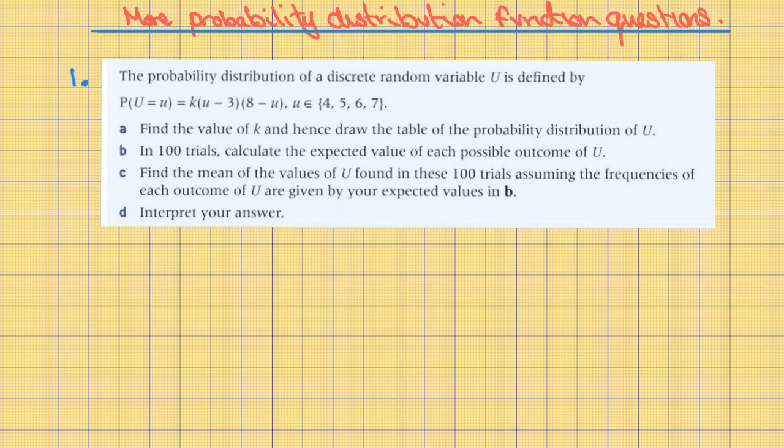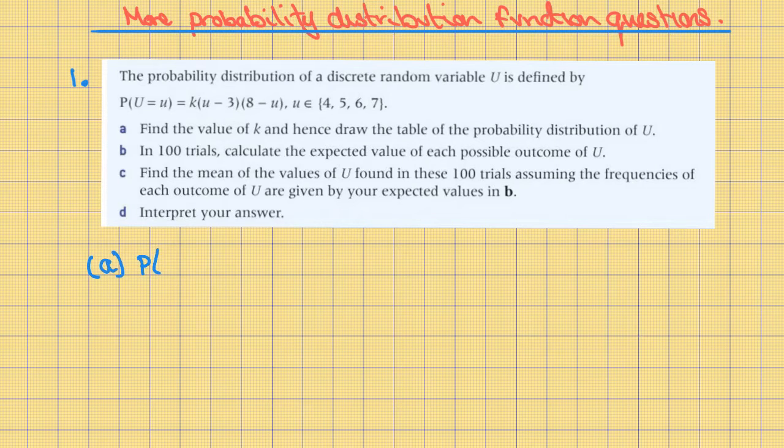More probability distribution function questions. 1. The probability distribution of a discrete random variable U is defined by the probability of big U equals little u, which equals k(u minus 3)(8 minus u) when u belongs to the set of values 4, 5, 6, 7. A. Find the value of k and hence draw the table of the probability distribution of U.